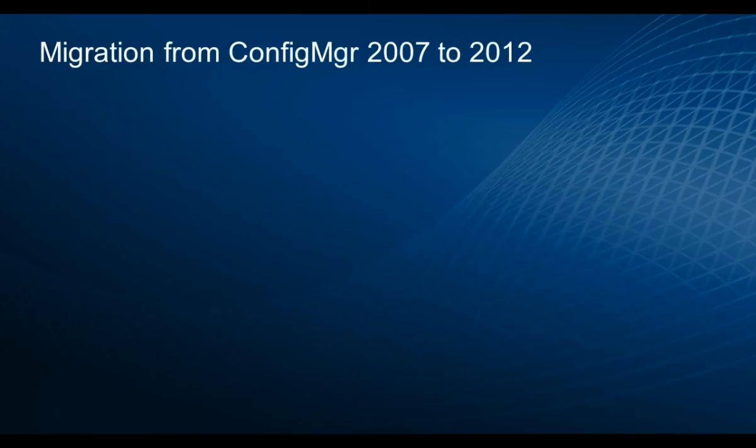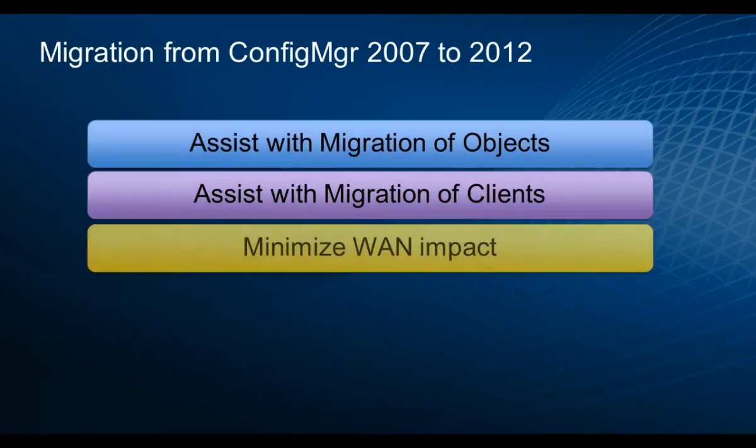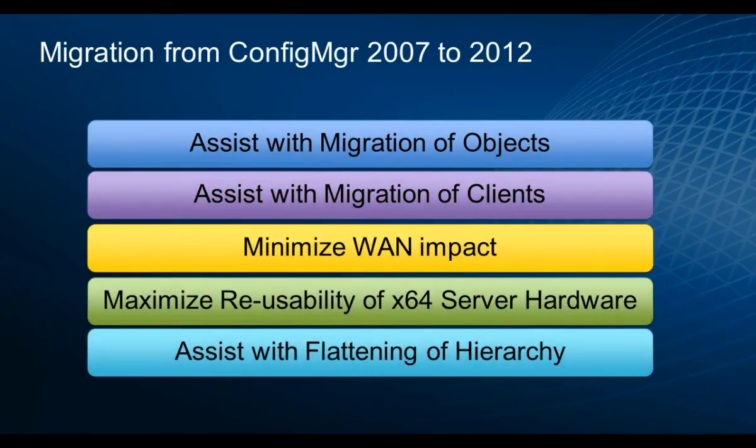So let's talk a little bit about migration. There were 5 main areas that we want to talk about here when we talk about the migration of Config Manager 07 environments to Config Manager 2012. The first is assisting with the migration of objects. Also, assisting with the migration of clients. We don't want to throttle the network while we do this, and we want to reuse 64-bit hardware wherever possible. Through all of this, we want to flatten the hierarchy.